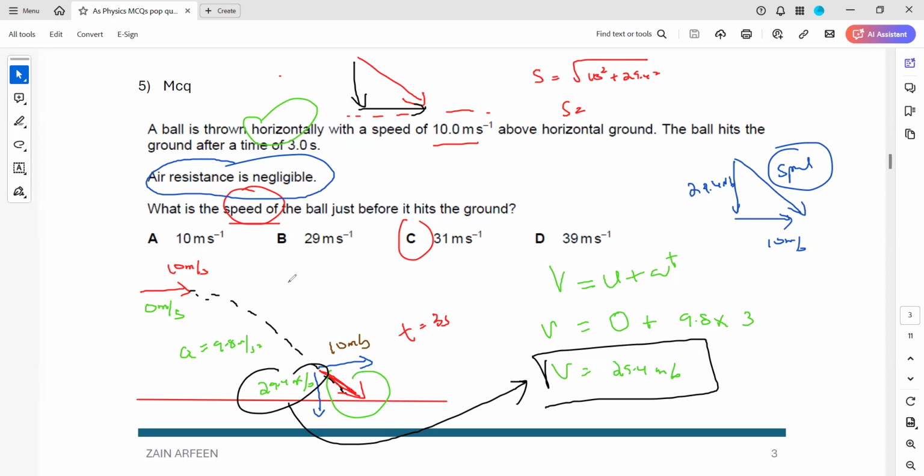So the horizontal component does not change, and the vertical component accelerates due to gravity. The combination of the horizontal and vertical components will give us the final speed at which this object will hit the ground. This object does not hit the ground vertically. No, it will hit the ground and make a certain angle with the ground, and it will have the two components, horizontal and vertical. Is it clear?